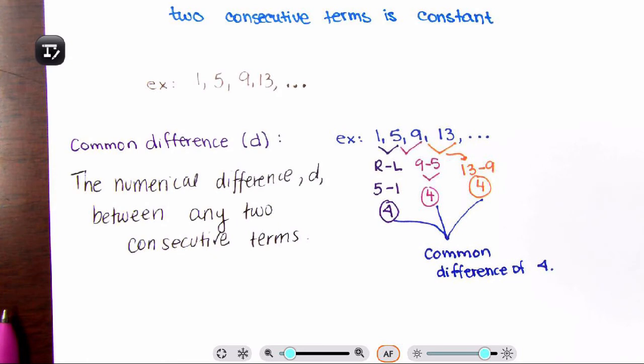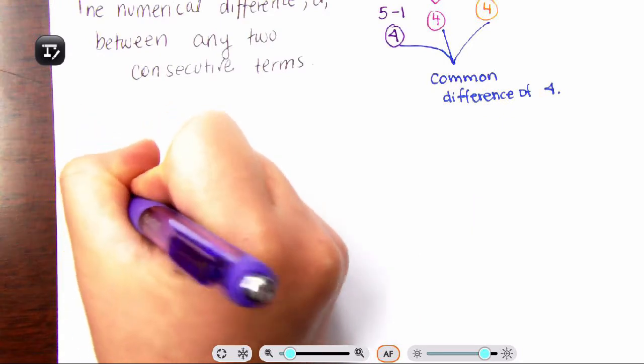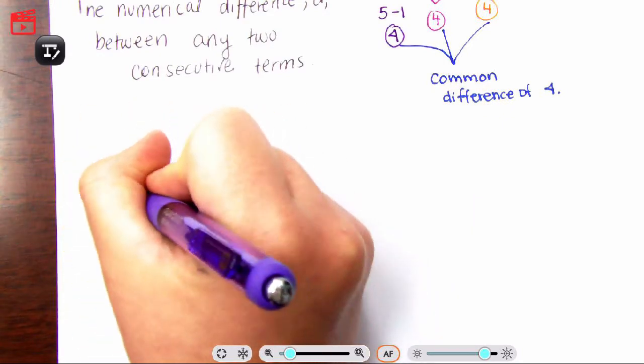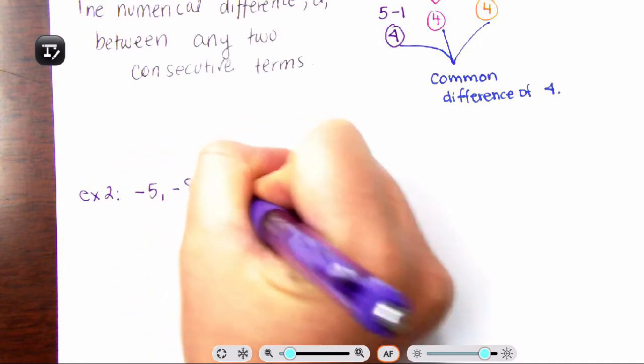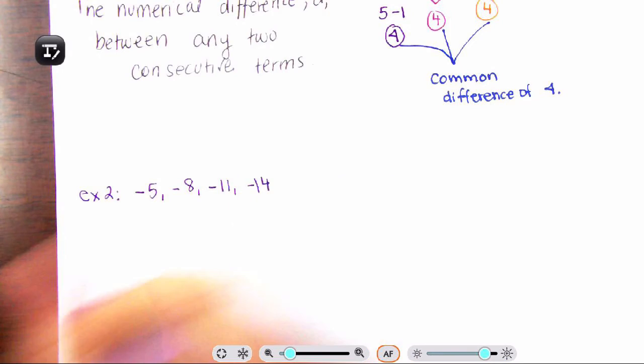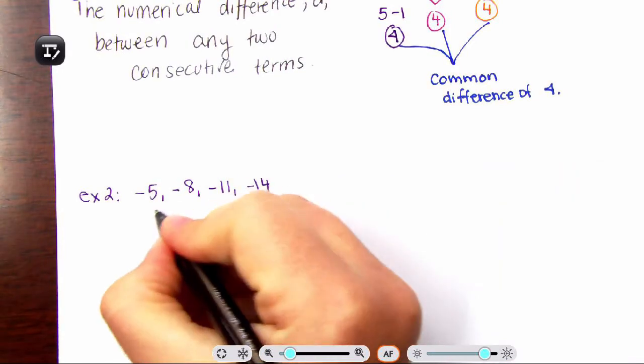All right, let's go ahead. I promised you another example. Let's do another example to find the common difference. And let's do one that's negative 5, negative 8, negative 11, and negative 14. Now, what I like to do to find my common difference is I ask myself a question.